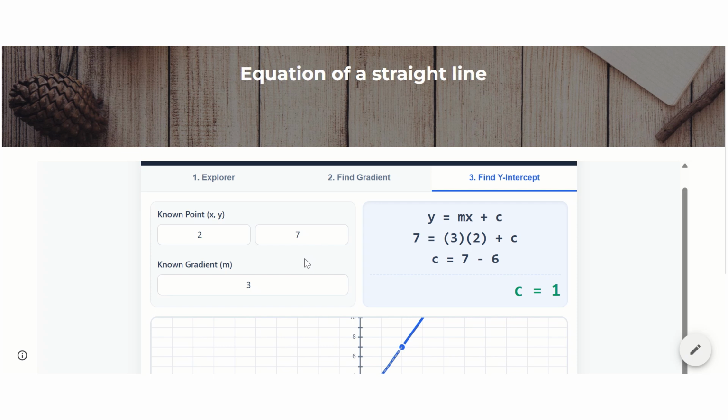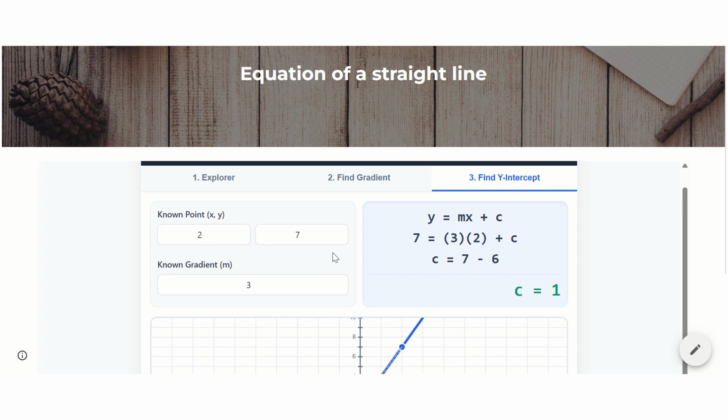First of all, we need to remember that the general form of a straight line equation is y equals to mx plus c. It's very important to remember this. M represents the gradient of the line, c represents the y-intercept, and x and y represent the values of any point that lies on the line. A line has many points. So we're just going to use this point, x coordinate 2, y coordinate 7.